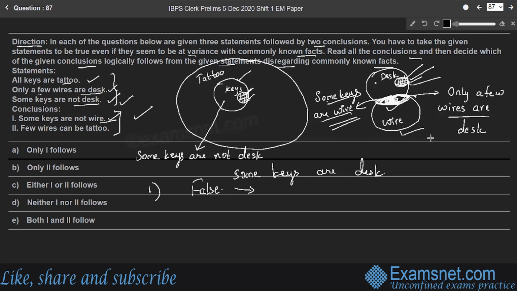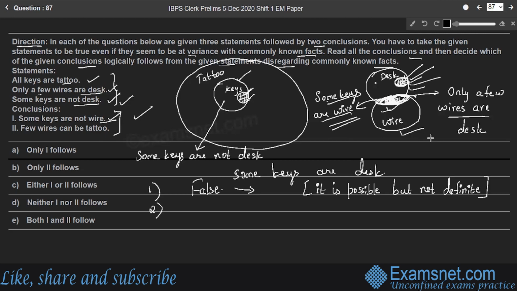It is possible if the key portion is not in the intersection part of the desk and wire. I'll repeat. If the keys portion, this shaded portion, is not in the intersection part of desk and wire, then conclusion 1 is possible. If it is inside the intersection portion, then it is not possible. So the first conclusion is false, but it is possible, but not definite. That means we cannot say it is definitely possible, right?